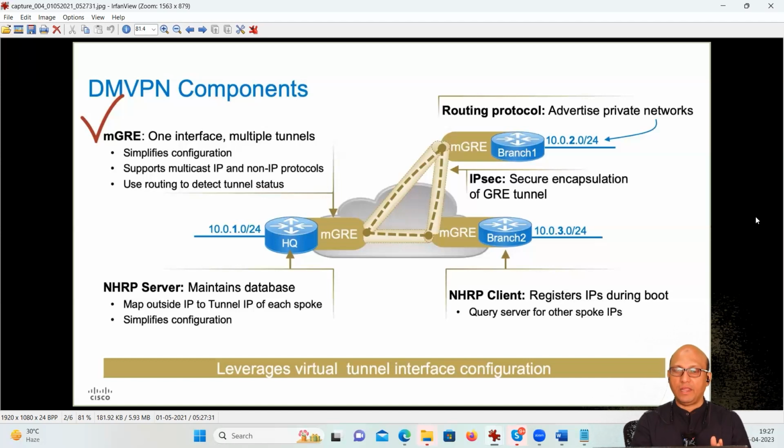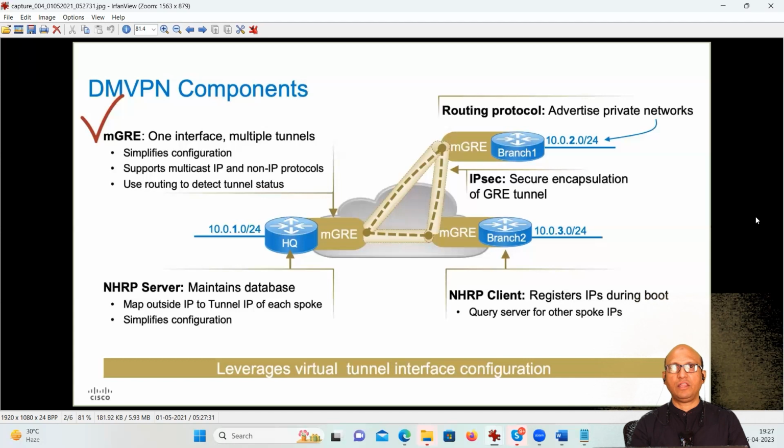So he is maintaining. Now you must be thinking how Just Dial came to know about the dealer. The dealer must have gone there and registered himself. In the same way, branch 1, branch 2, branch 3, branch 4, whenever they wake up, meaning whenever you configure the tunnel, they immediately go and register their private IP address, their tunnel IP address, and public address to the NHRP server. And the NHRP server maintains those databases.